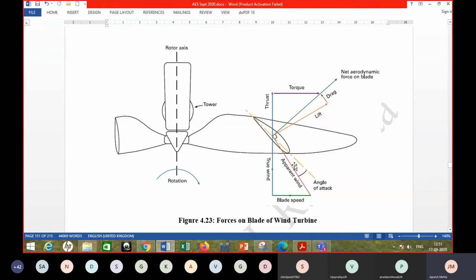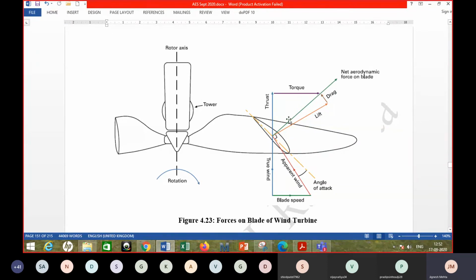Now, there are different forces generated. One force would be along the chord, so that is the drag force. Parallel to the chord, the force is the drag force, and perpendicular to the chord is the lift force. And then this green line here is the resultant force, the net aerodynamic force on the blade.